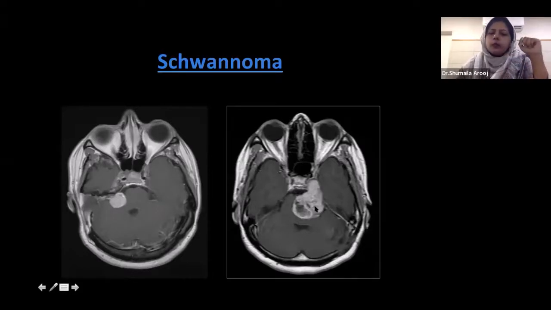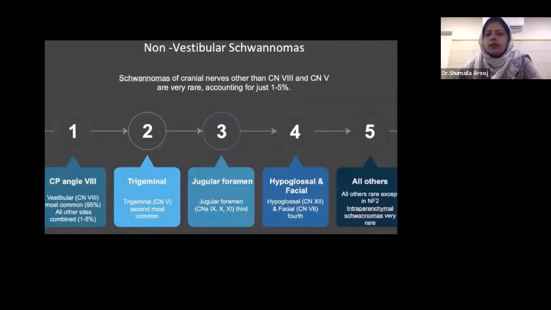Similarly, if I look at this lesion, I can appreciate that this is going towards the Meckel's cave and it is in the line of the fifth nerve. So this is a fifth nerve schwannoma. So just look at the epicenter and the course the lesion is following, and that is very important.